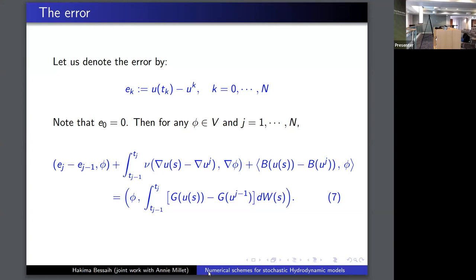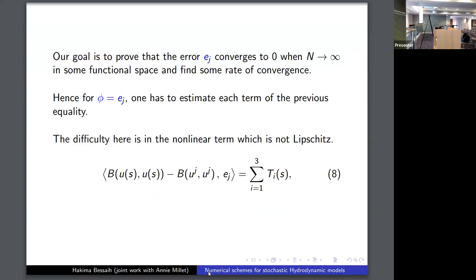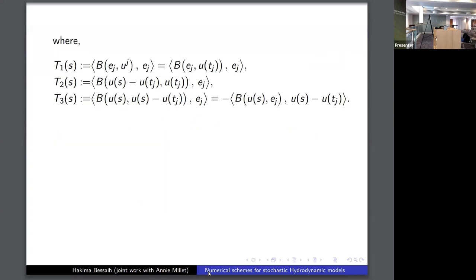And then this is where you are using the regularity in the H1 norm, for example. And the nonlinear term, B of U_s minus B of U_j, phi, is the nonlinear term that gives rise to these three terms that I showed. The first term is the challenging one because it's nonlinear. You have e_j, e_j, and this is u_t^j. Remember that this nonlinear term is e_j, gradient of u_t^j, inner product with e_j.